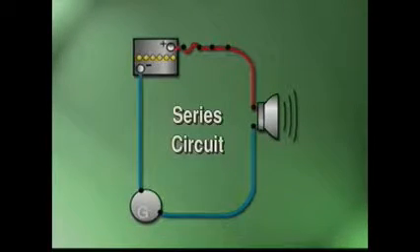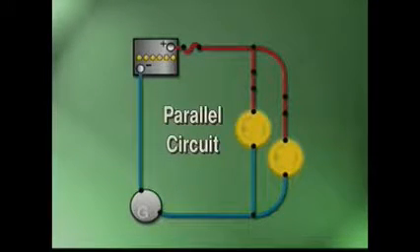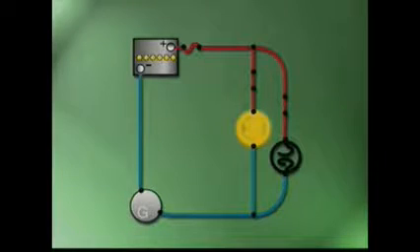A series circuit has only one path for current flow, and a break anywhere in the circuit stops current flow. A good example of a series circuit is the horn circuit. Parallel circuits are the most common automotive circuits. In parallel circuits, there are two or more paths for current to flow. This type of circuit has a great advantage. If a break occurs in one branch of the circuit, the remaining branches will still work.